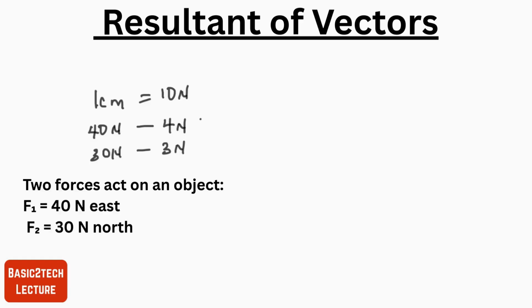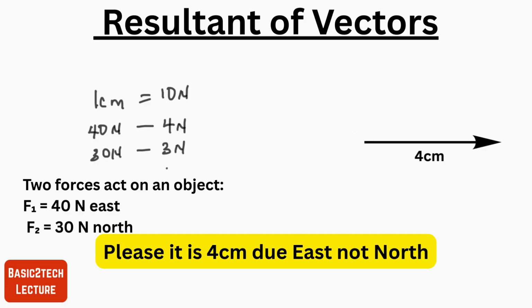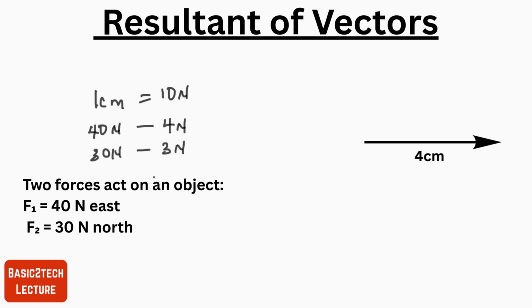So we draw the first vector. 4 Newton is the first vector and it's going east. So you take your ruler and pencil, you measure 4 Newton or 4 centimeters with your ruler. So measure 4 centimeters due east. That's good. Then step 3, we draw the second vector from the tip of the first vector. So put your pencil at the tip of the first vector and draw the line up to 3 centimeters.